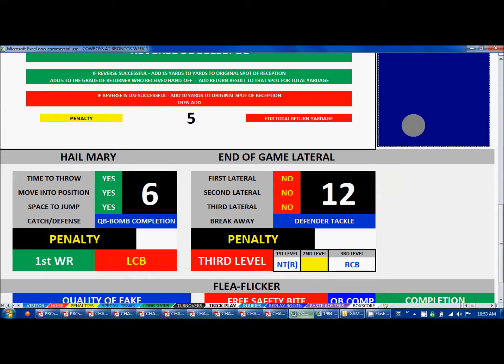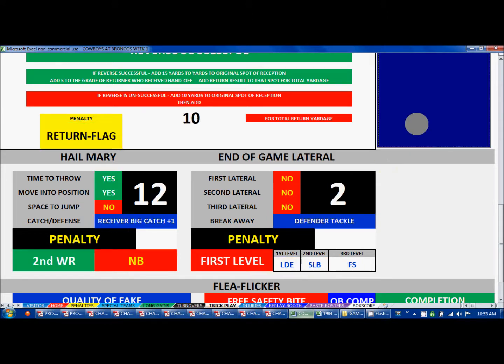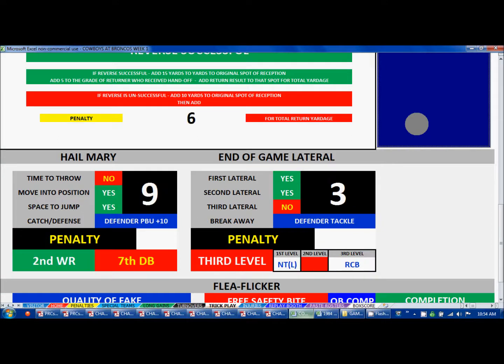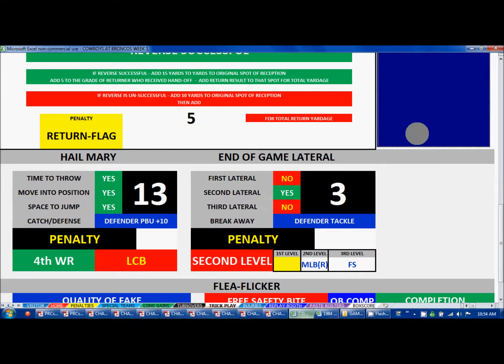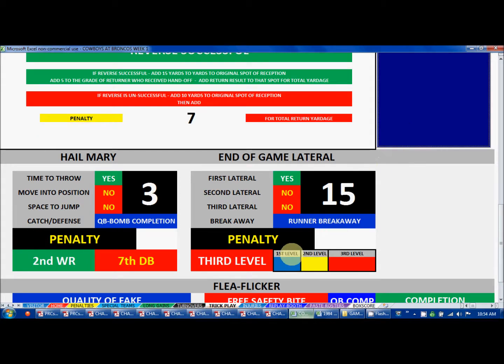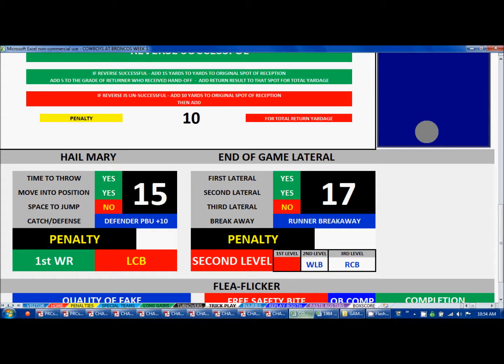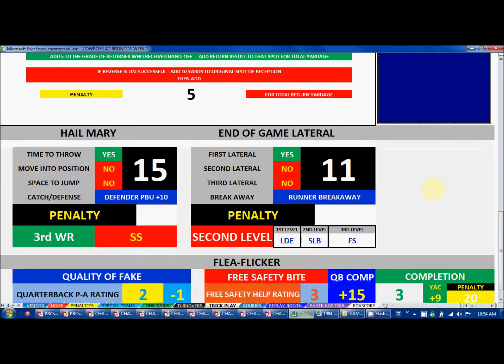End of game laterals, that's just a series of like a chaos type situation where you're trying to link up a series of laterals that has a very low percentage of actually taking place, because you have to be able to get the first lateral, you have to get the second lateral, you have to get the third lateral, and then it's going to tell you what the breakaway is, whether it's a defender tackle, a runner breakaway, etc., etc. This down here tells you who the tackler would be and the level. Third level is the defensive secondary. Second is the linebacker, etc., etc. And all of that is covered in the instructions as well.